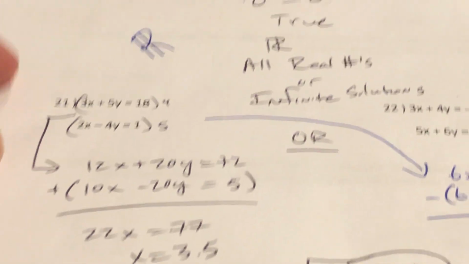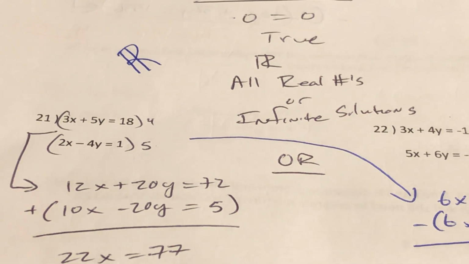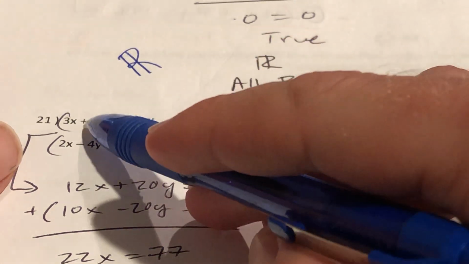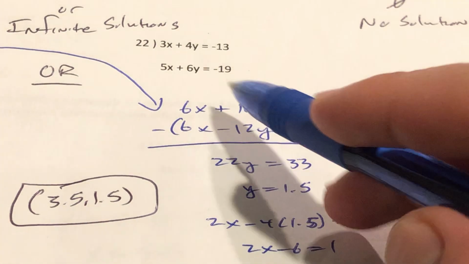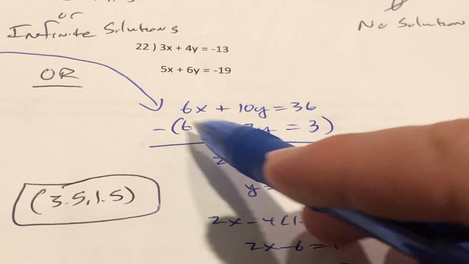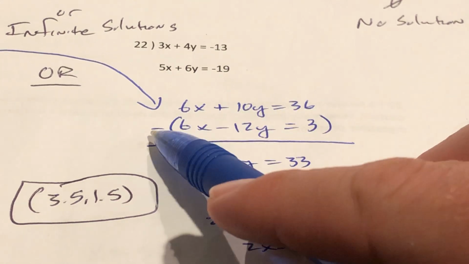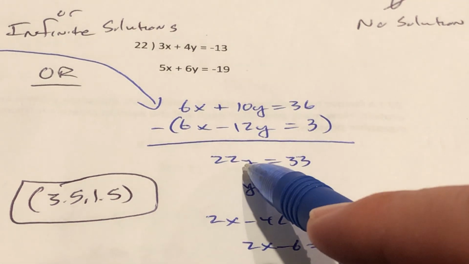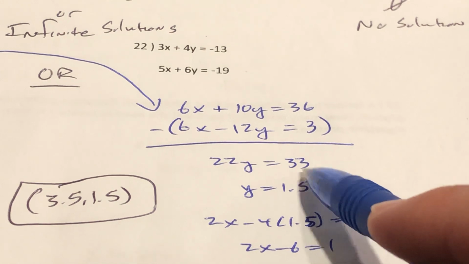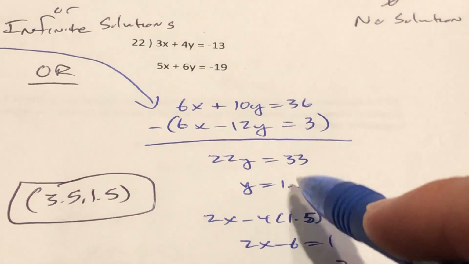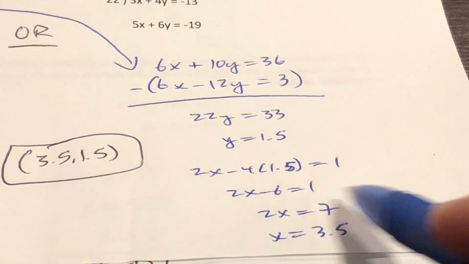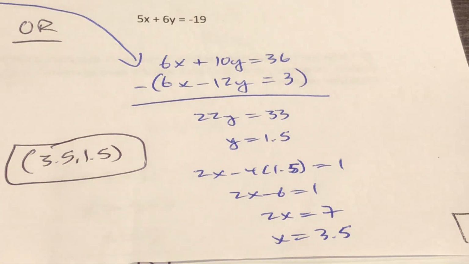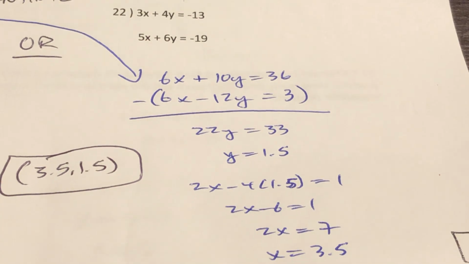Now again, if I take the top equation multiplied by 2, bottom equation multiplied by 3, then I'm over here. 6x and 6x become 0 through subtraction, so 10 minus a negative 12y, that's 22y, equals 33. Y is 1.5. Take that 1.5 and I plug it in for y in the second equation. That's 6 to both sides divided by 2. X is 3.5.